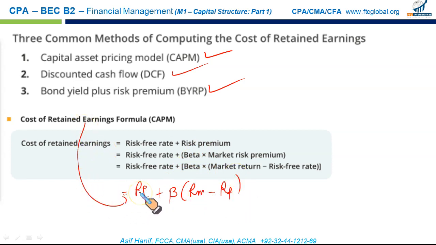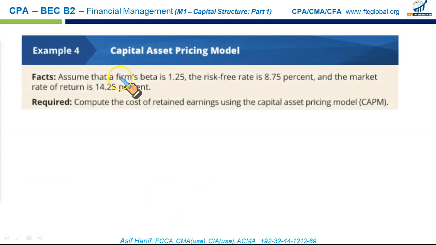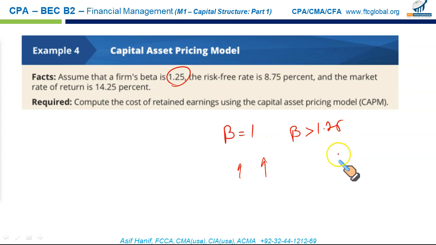Risk-free rate, that is the rate on treasury bills. Beta is the measure of volatility of return on the asset with the return on the market, and RM is the return on the market portfolio, and RF, same, is the risk-free rate. So you just need to plug in the numbers. Let's explain the idea through an example. Assume that the firm's beta is 1.25. Now listen, if beta is equal to 1, it means the firm's stock moves exactly in line with the market stock, the overall market portfolio. If beta is greater than 1, like in this case, it means it's more volatile.